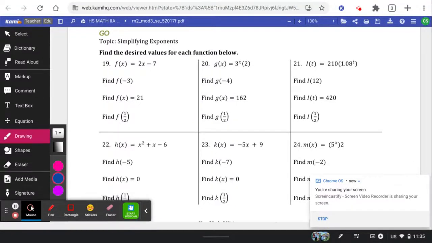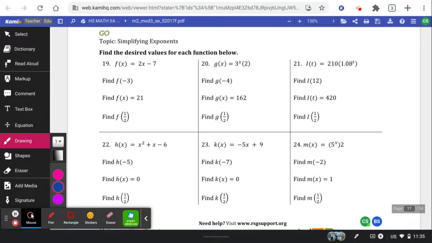All right, here we are in the 3.2 Go from the Mathematics Vision Project, old version of the curriculum. And this is another Math 1 topic that we're reviewing where we evaluate functions.